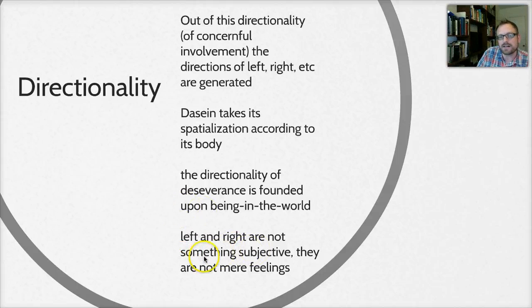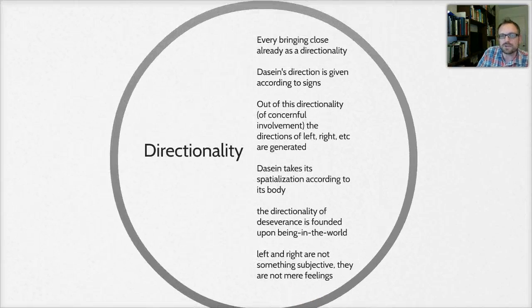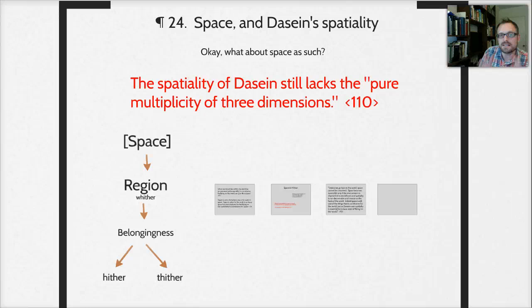So left and right are not something subjective, and they're not mere feelings, right? So we should really resist this temptation to think of Dasein's spatiality and the spatiality of the world as a sort of subjective quality, as a feeling, as a perception, because it's not, right? Though there is a way in which we could talk about there being subjective states that accompany these things. That's not fundamentally what it is, because we'll see this becomes a part of his language. We're thrown into the world.